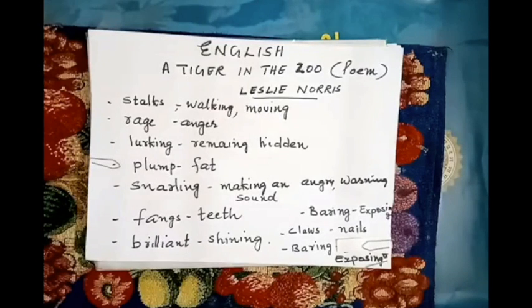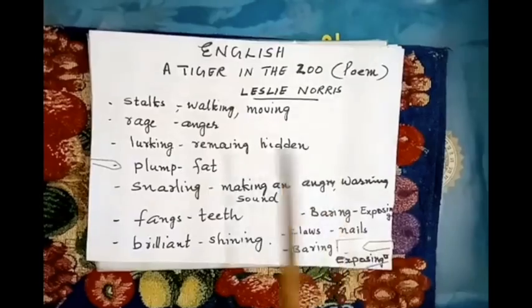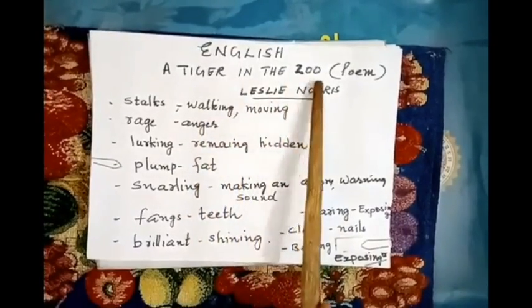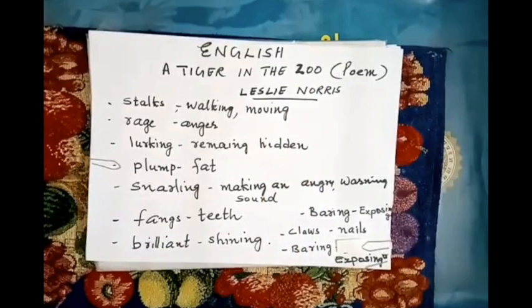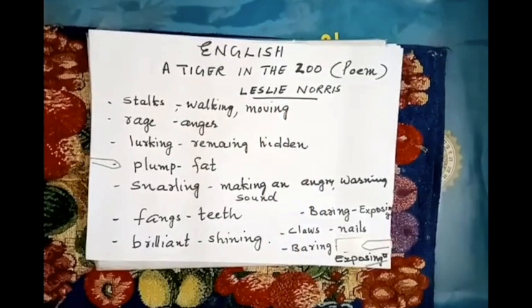Today, we are going to study the poem from your First Flight. The name of the poem is A Tiger in the Zoo. It is written by Leslie Norris. She's a poet as well as a story writer.